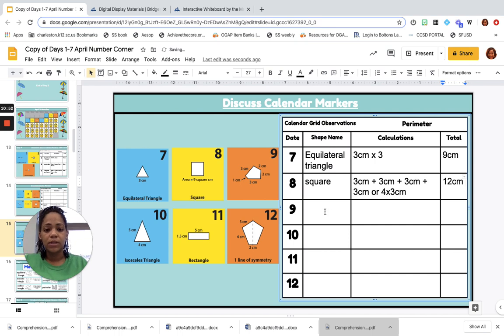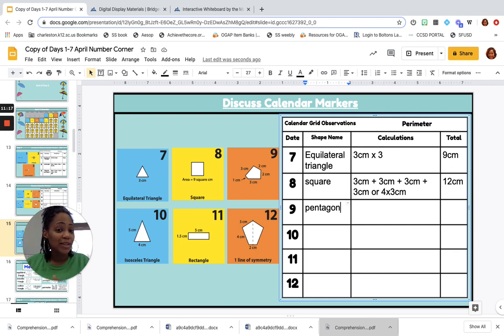Awesome, 12 centimeters. Now, what do we have? You know, we don't have a name on this shape, so we got to count the sides. Ready? 1, 2, 3, 4, 5, which means it's a pentagon. Are all the sides the same on this pentagon? No, all the sides are not the same, which means it's not a regular pentagon. It is just a pentagon.